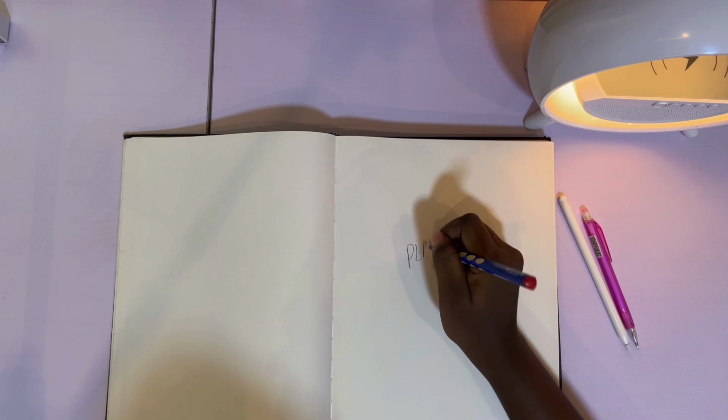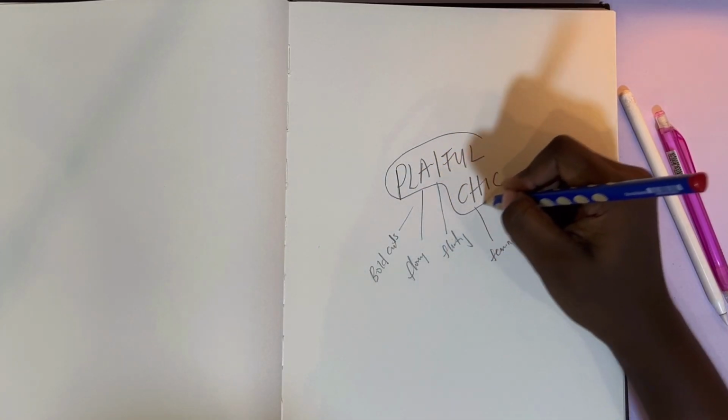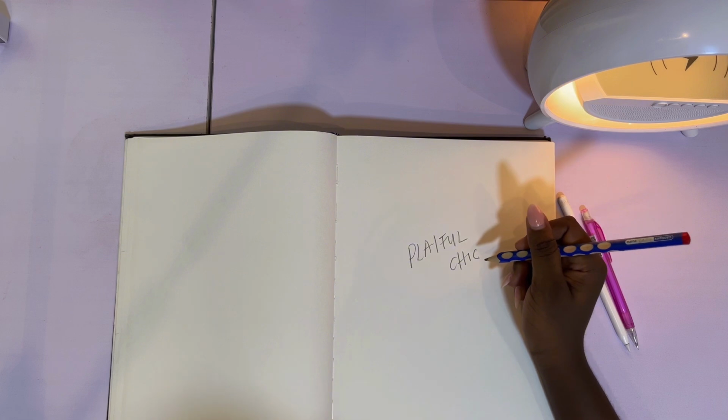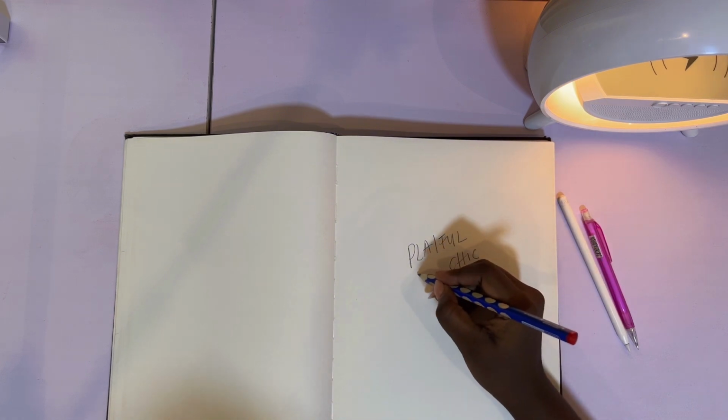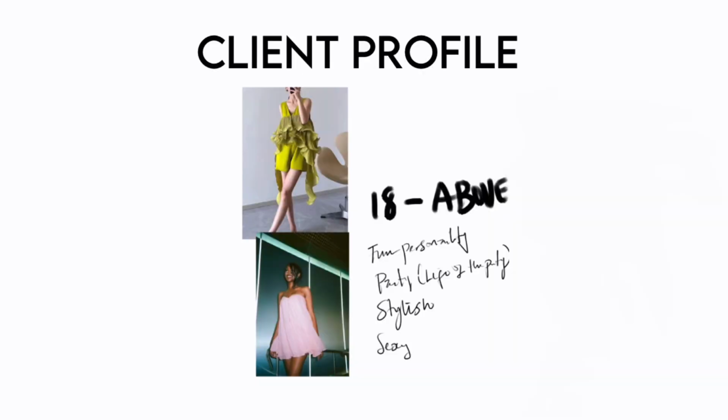Before we start looking for any inspiration, you need to come up with a brand theme because we want to know what the brand is about, like what vibe. Is it going to be mostly party wears or is it going to be work wears? You need to find that vibe. Another thing you need to find is the age group of your ideal customers. So you need to have an idea of who your customer is.